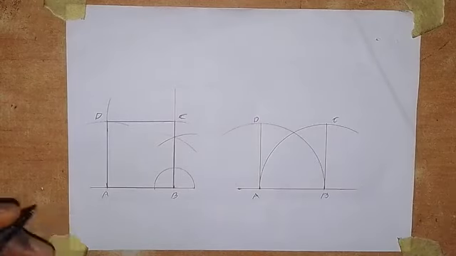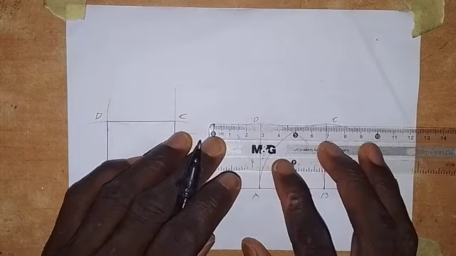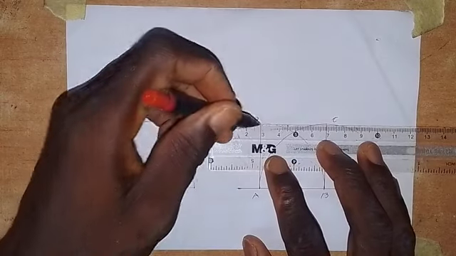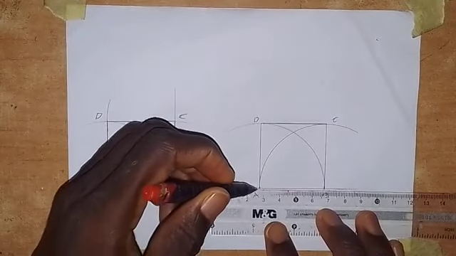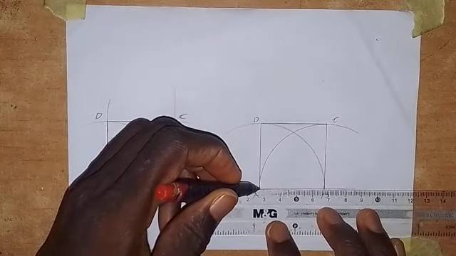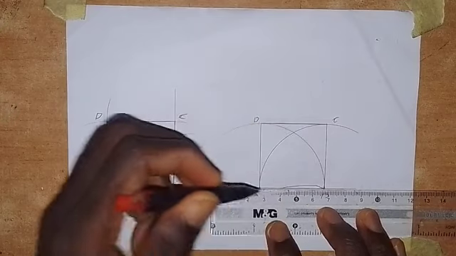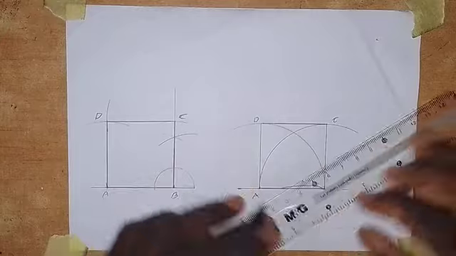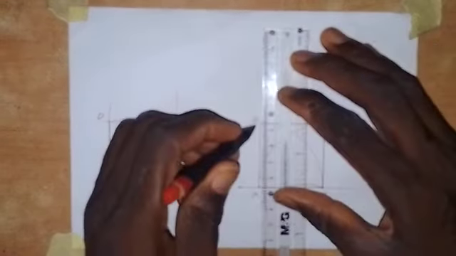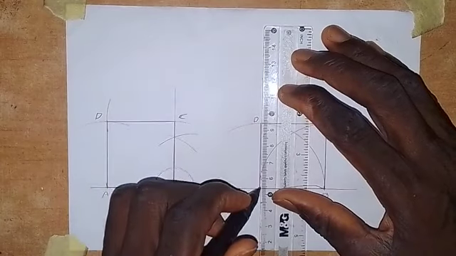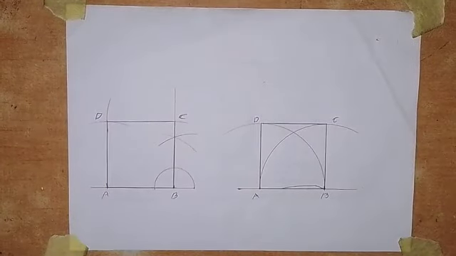Then join CD together with a straight line. Join point C and point D together with a straight line like this. Let's make this line a thick line, and then we have drawn the square already. So it's as simple as we have done it here.